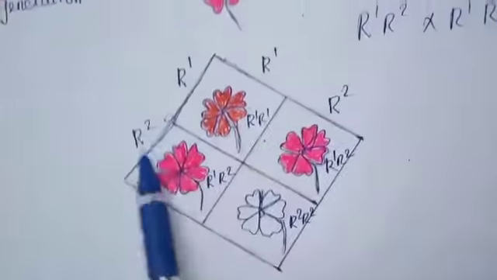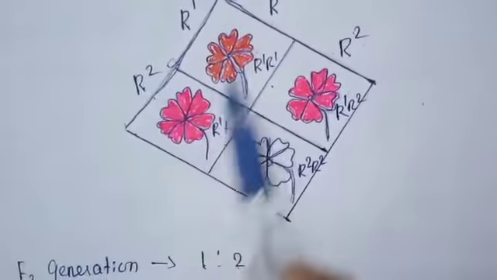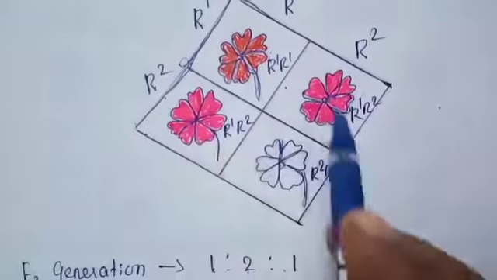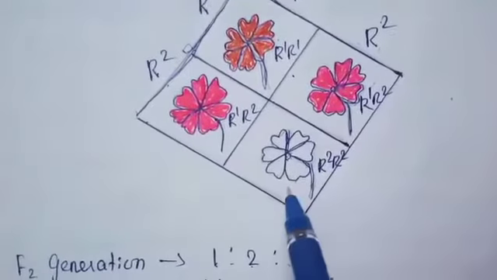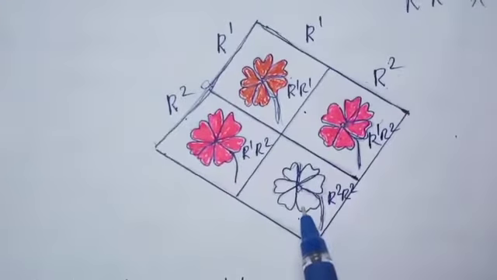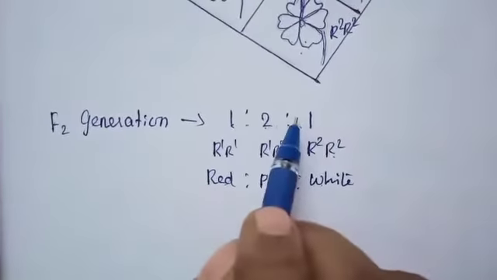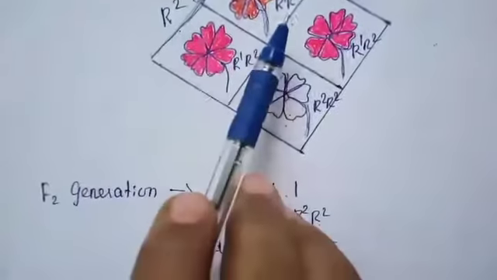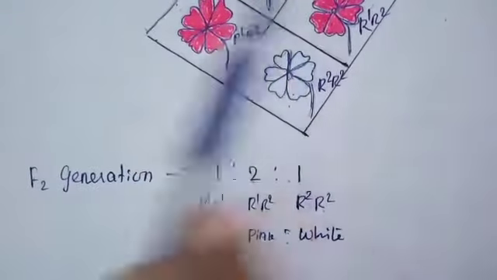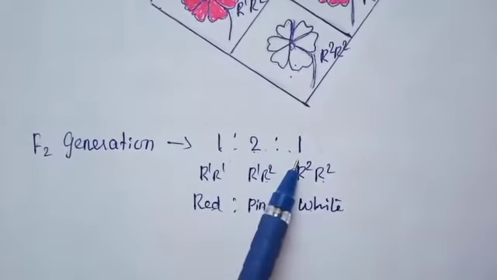So here, R1 R1 is the dominant red color flower, R1 R2 is heterozygous pink, and R2 R2 is homozygous white color flower. So the ratio is 1:2:1. The phenotypic and the genotypic ratios are the same. There is no blending of genes here. In the F2 generation, R1 and R2 genes segregate and recombine to produce red, pink and white in the ratio of 1:2:1.